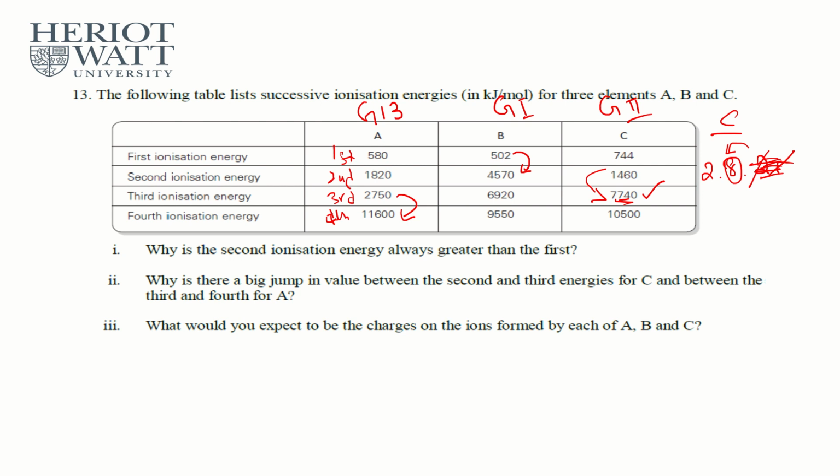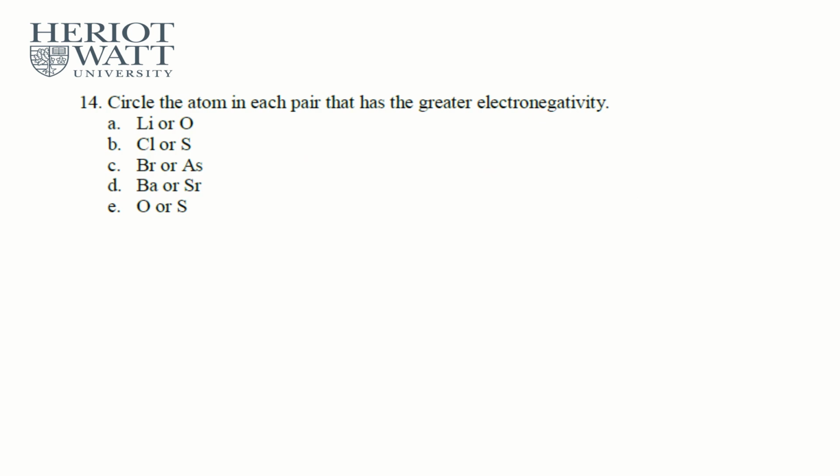If that's the case, A is from group 13, so it will form 3+ because you have three valence electrons. B is group 1, so it's just 1+. C is from group 2, so it's 2+. Okay, that's answer number 3.